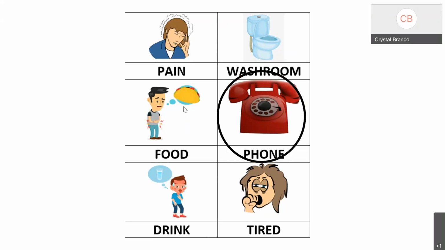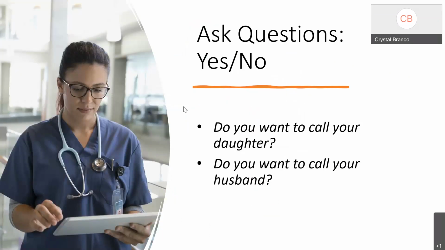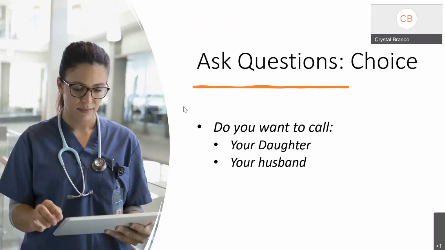Okay, so now using your knowledge of the person, you can start to ask some questions. So a yes no question might be, do you want to call your daughter? Do you want to call your husband? Or a choice question could be, did you want to call your daughter or husband?